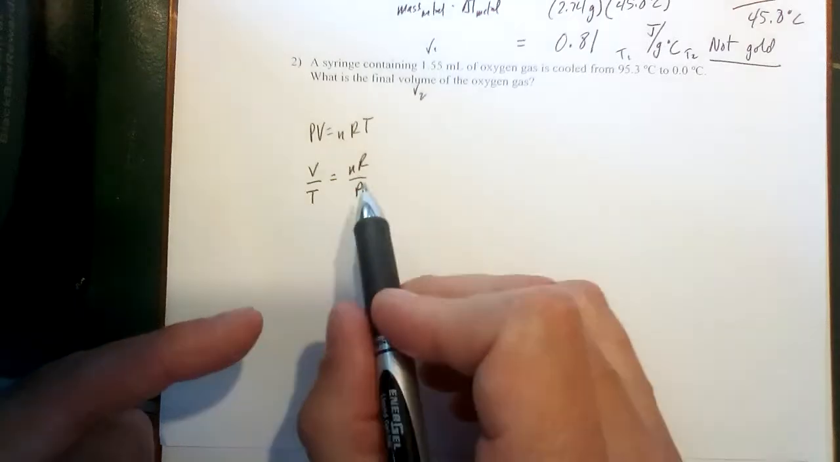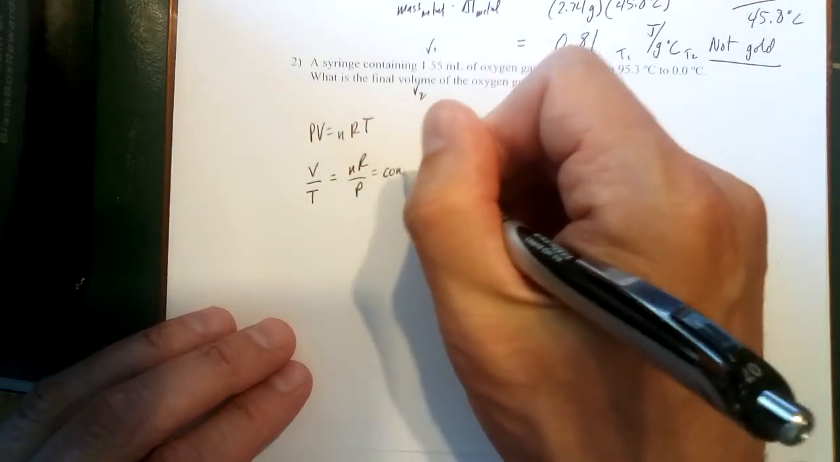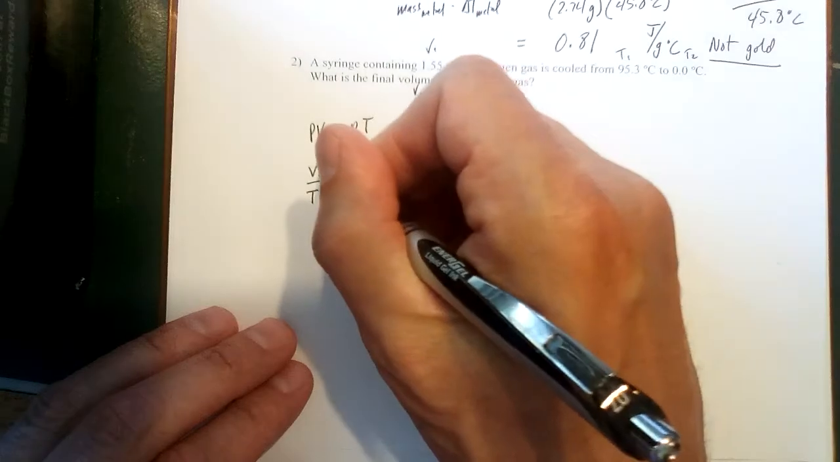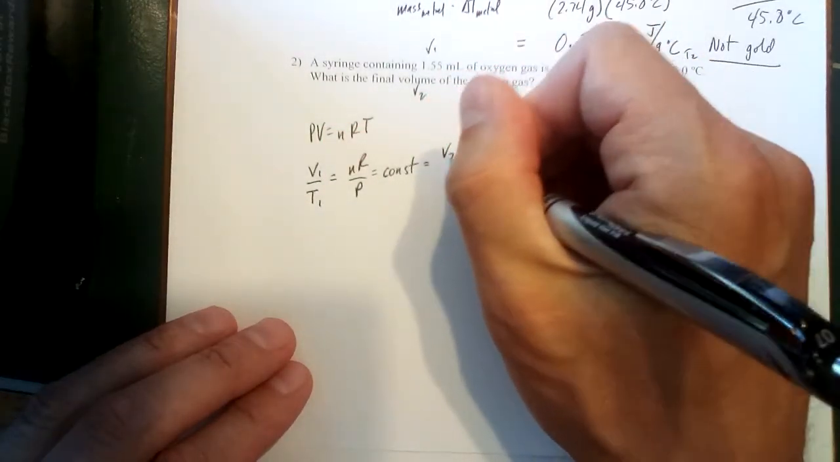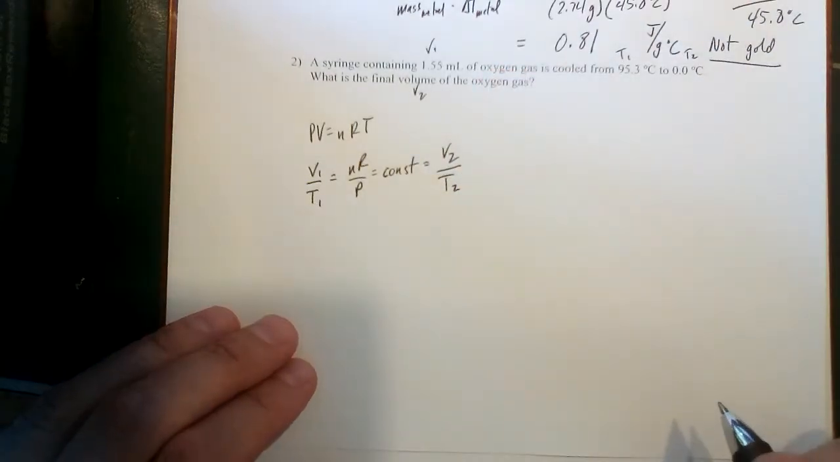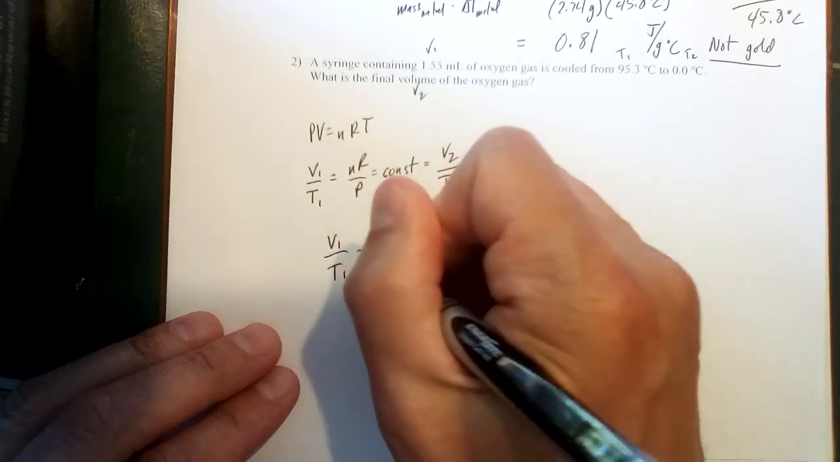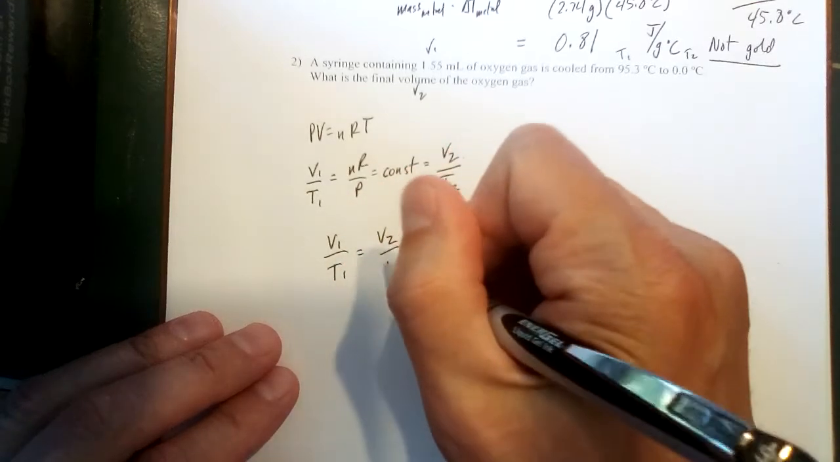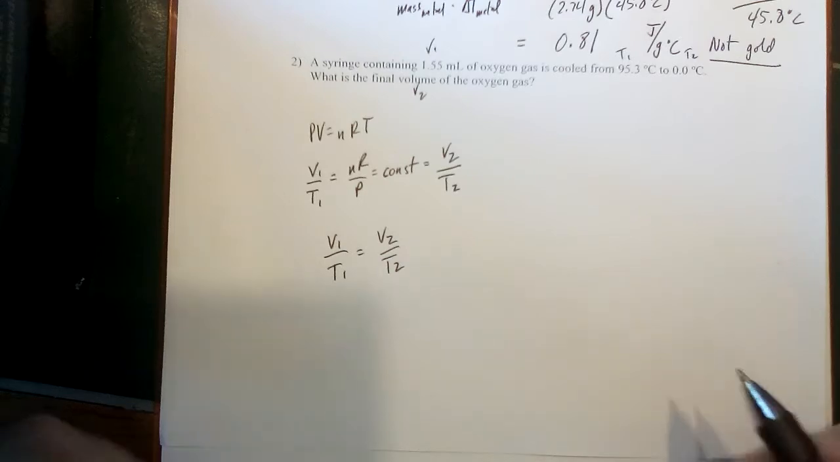Now we know n, R, and P in this circumstance are all constants, so that means V over T is equal to a constant. And that means V1 over T1, the initial circumstances, is equal to the same constant as the ratio of V2 to T2 would be. And within that analysis is the formula we want for this type of problem: V1 over T1 is equal to V2 over T2.